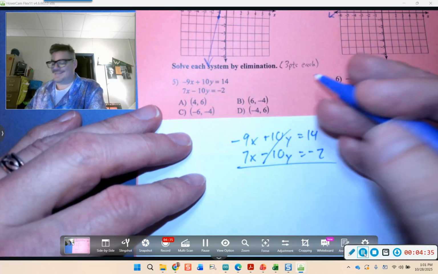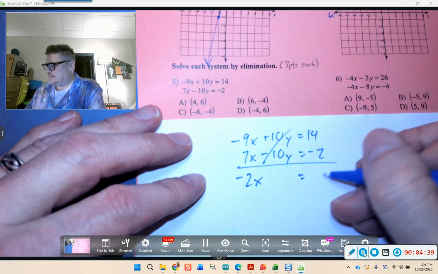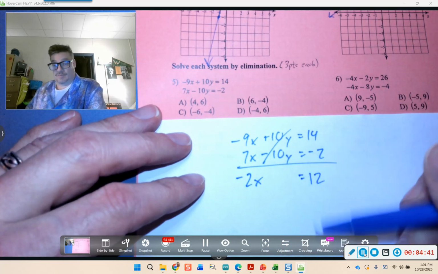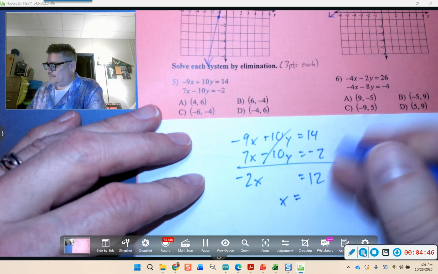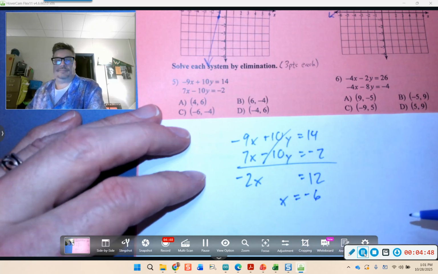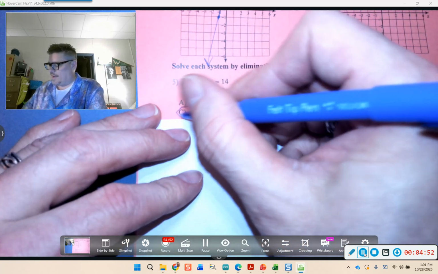These guys will cancel out immediately. So when I add going down, watch out for negative numbers. Don't make an easy mistake. This will be a positive 12. Now I divide both sides by negative 2, and I will get negative 6. Now this guy is the only one that has negative 6, right here.